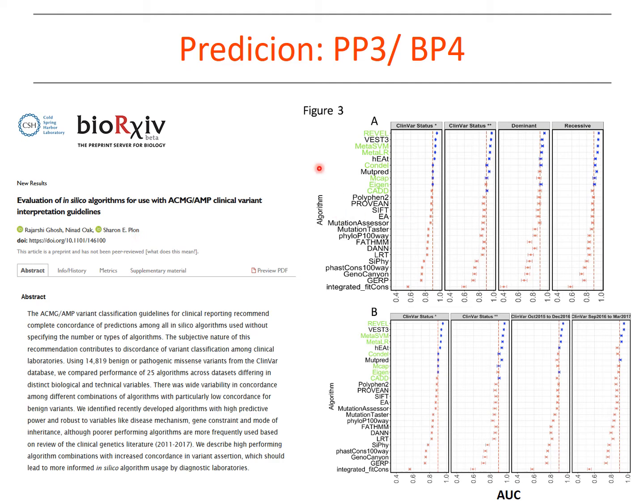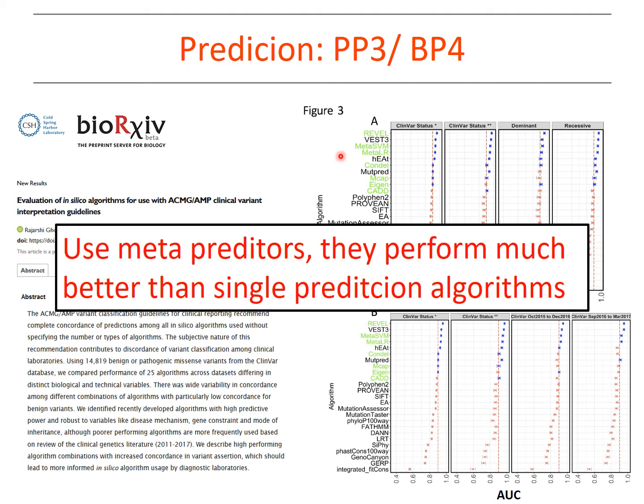Actually, what they showed with these two plots, marked in green, are the meta predictors under different scenarios. I won't go into details, but in summary, what they find is that you should always use meta predictors. Meta predictors perform much better than single prediction algorithms. So this is the first message. And you see here that REVEL, for example, is in the top position in different scenarios. We in our lab use REVEL, and many of the other labs I know have also switched to REVEL.